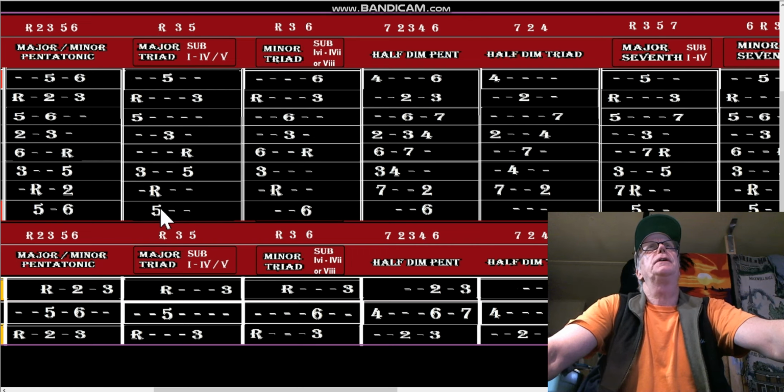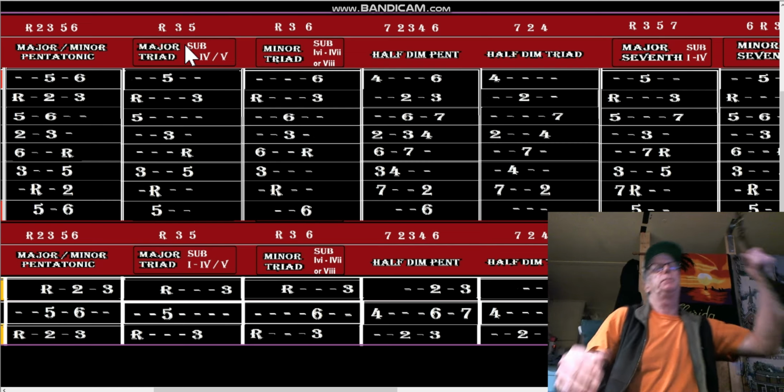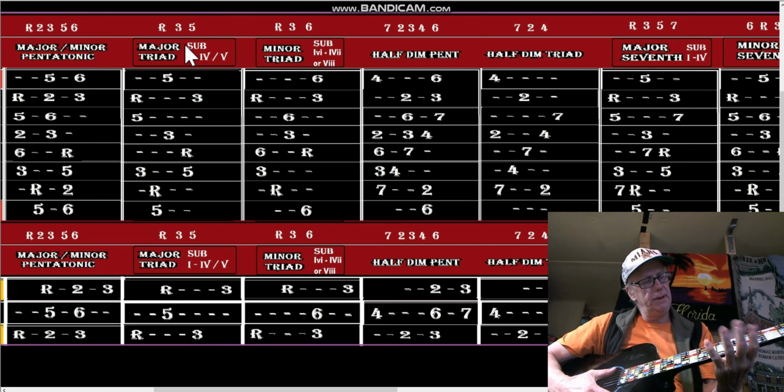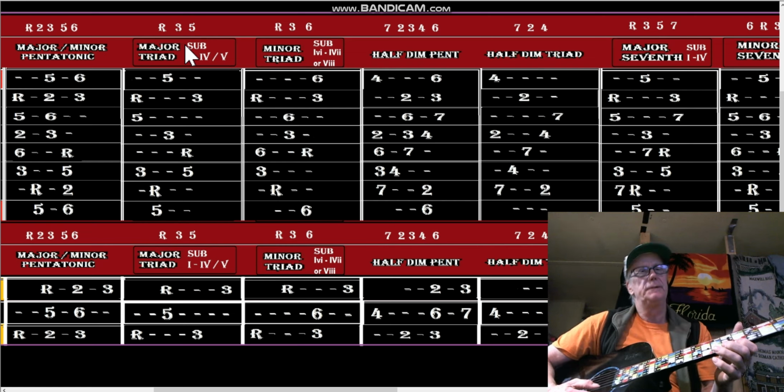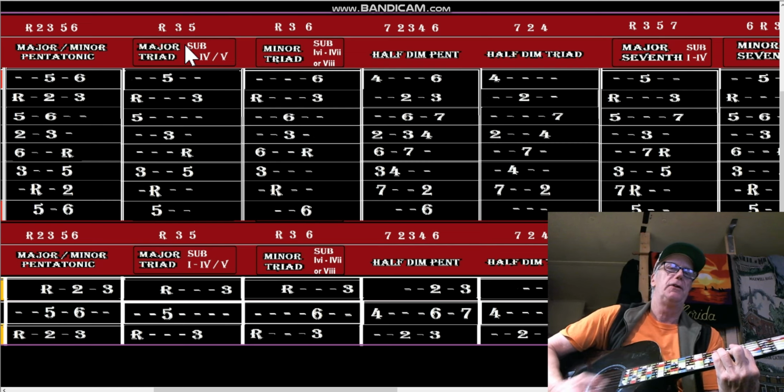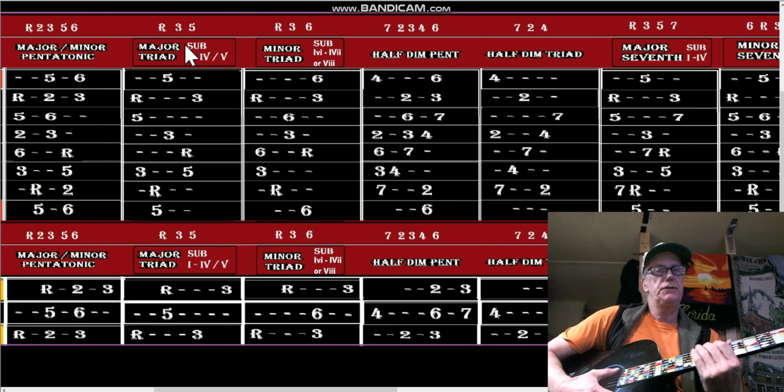So let's look at this major triad. Here's the 1, root 3 5, root 3 5, root 3 5. Okay, so let's say we're playing root 3 5, and the key of C is going to start with 5 root 3 5 root 3. How are we going to get to that F? We got to substitute the fourth of the string shape you're starting on.